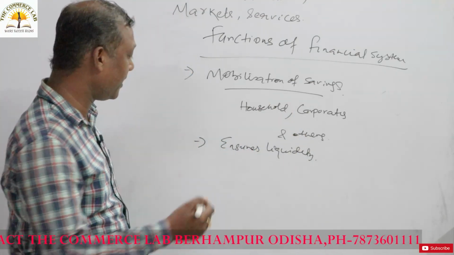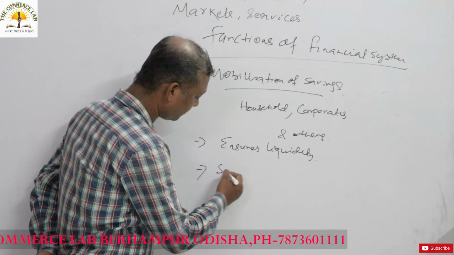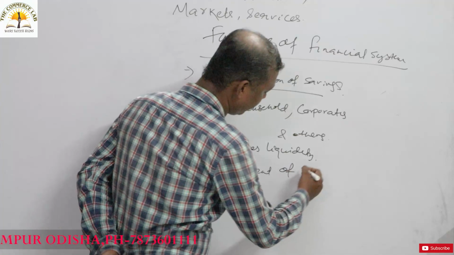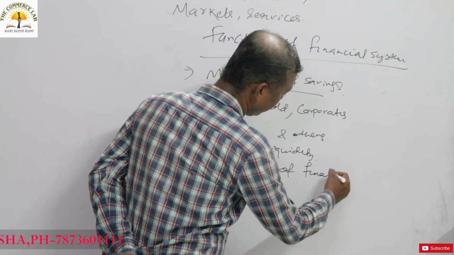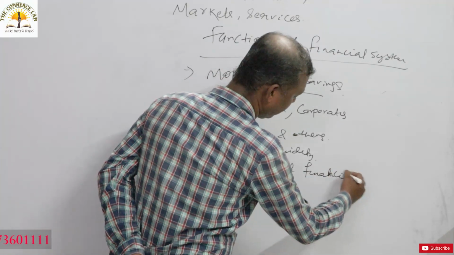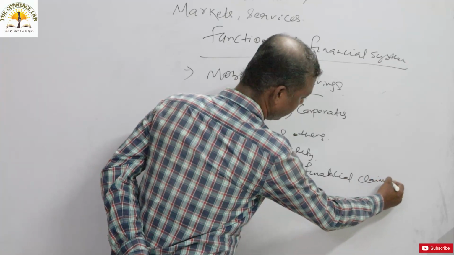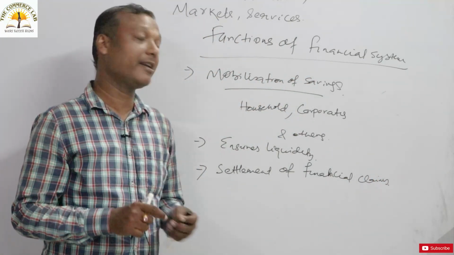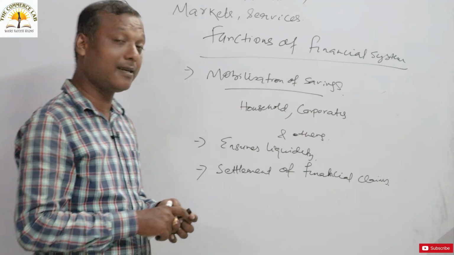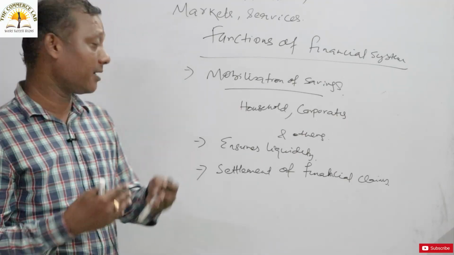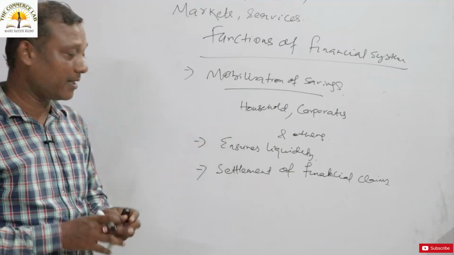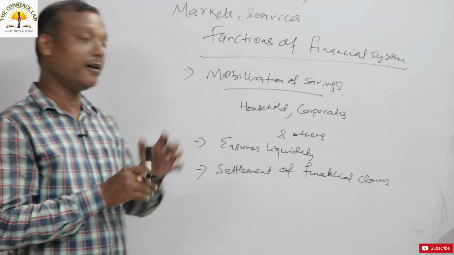Coming down to point number 3, we can write: settlement of financial claims or transactions. This is your point number 3. Settlement of financial claims or financial transactions. Now we are carrying various types of financial transactions. The market will be the largest one, a big one.